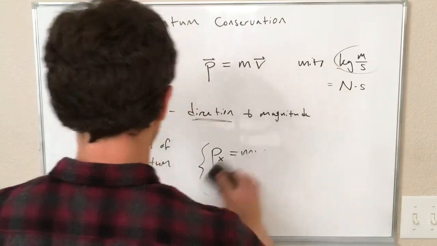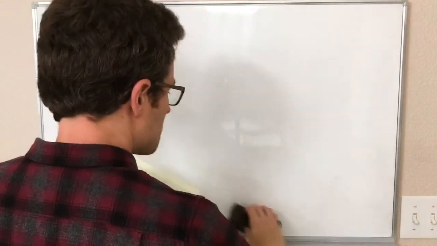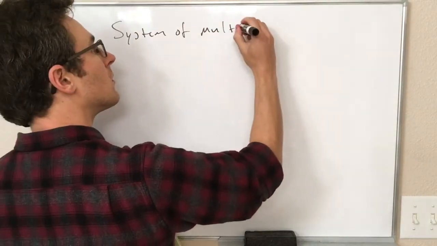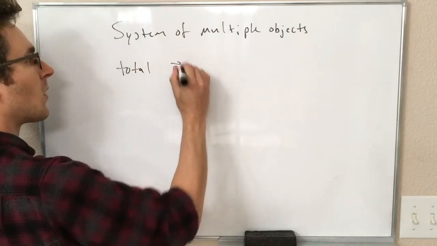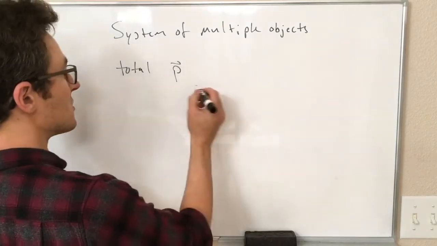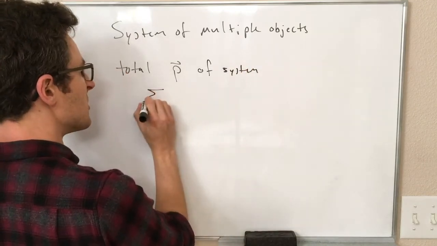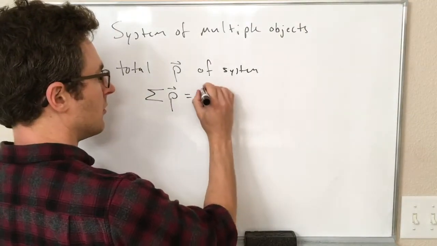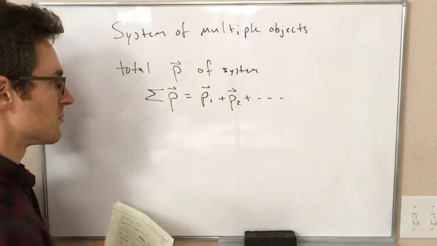So we'll erase this. If I have a system that's made up of multiple objects, the total momentum is like the sum of all the individual momentum pieces, right? So the total momentum of the system is the sum of all the individual momentums, which is the momentum of object 1 plus the momentum of object 2 plus all the other momentums.